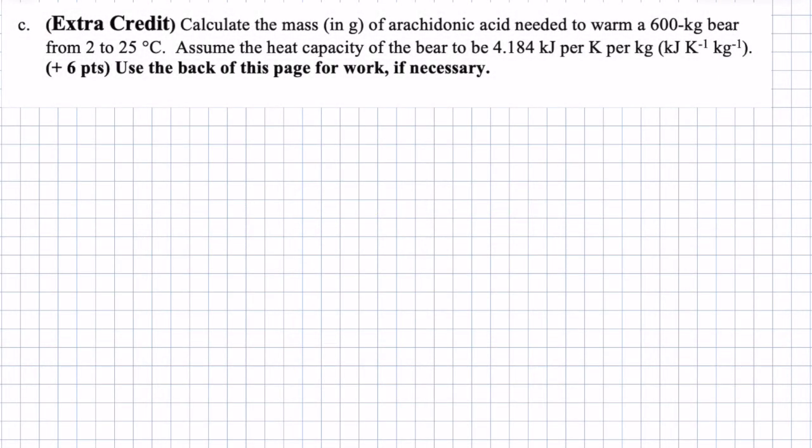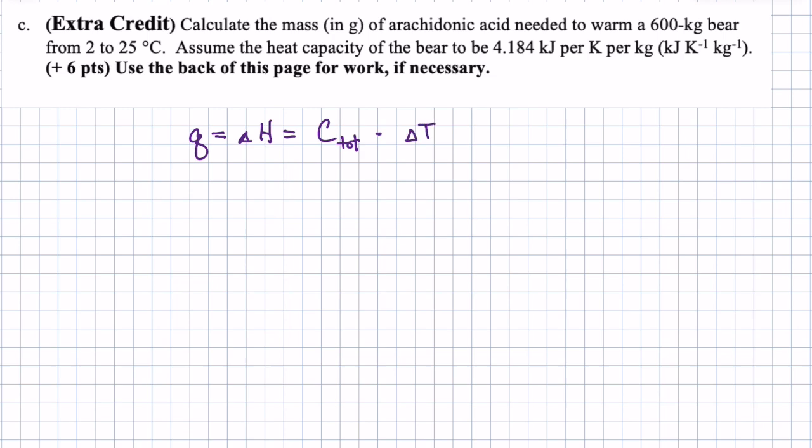So now let's figure out exactly how much arachidonic acid we need to burn to warm a 600 kilogram bear from 2 degrees to 25 degrees Celsius. So the first thing we need to do in this case is figure out how much heat is necessary to warm that bear from 2 degrees to 25 degrees. It's just going to be equal to the total heat capacity times the change in temperature.